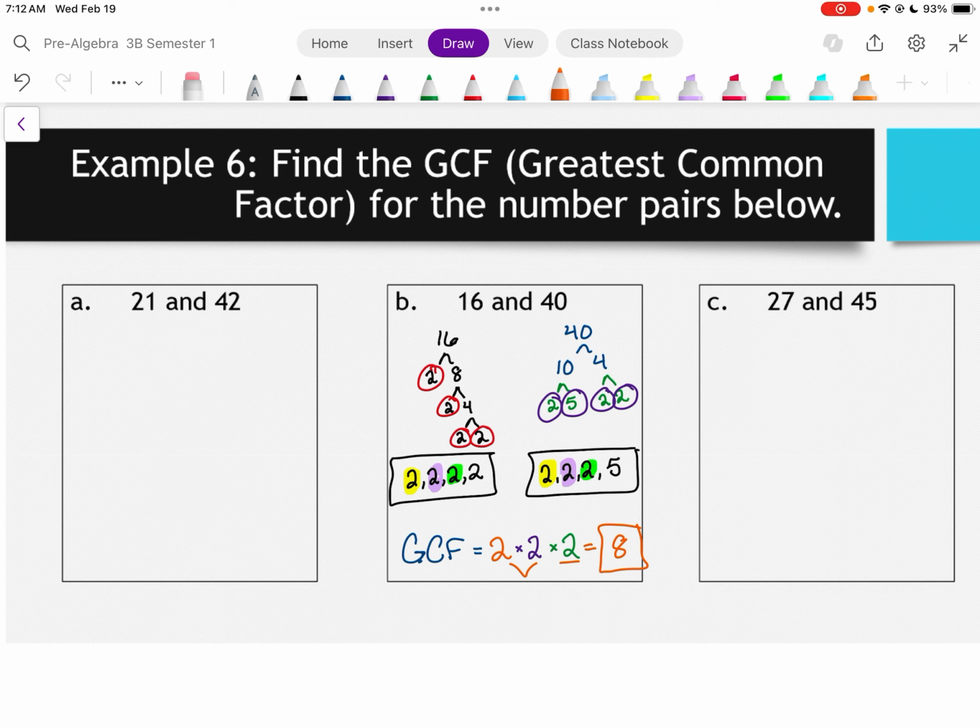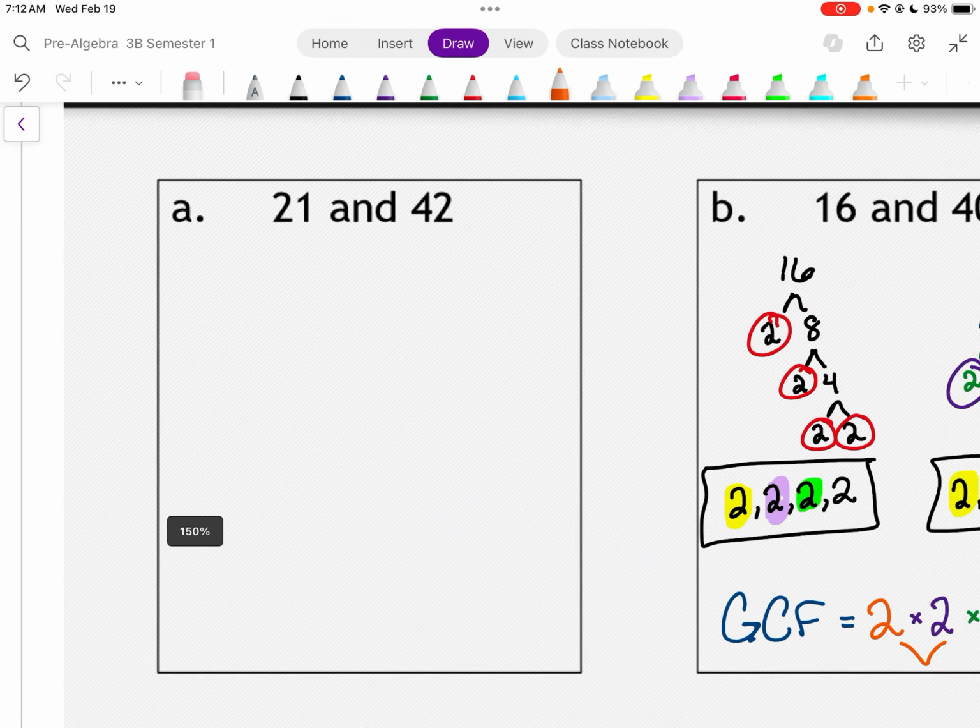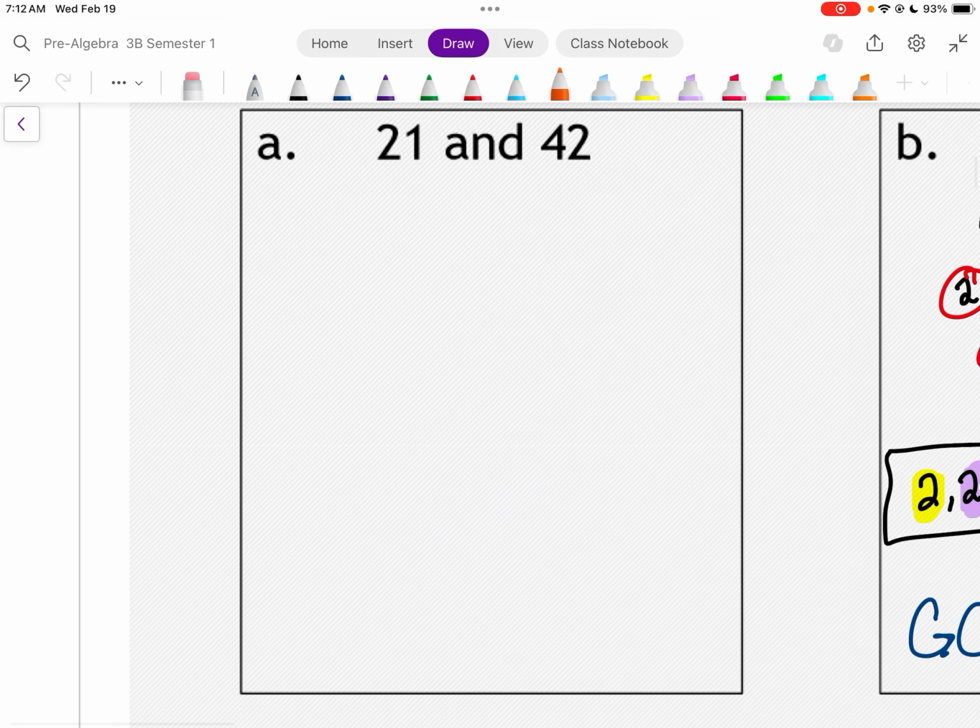Now would be a great time, if you want, to pause and try these on your own to see how much you understand, and then just make sure you watch the video to get your answers to check if they are correct. Okay, so hopefully you have your answer for letter A.